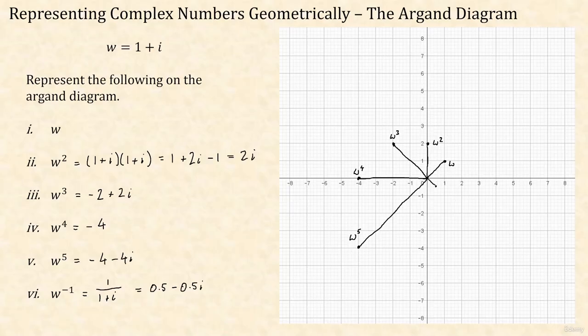Now, did that one break the pattern? Well, not really, because we've got w to the 1 here, and of course you've got w to the 0 here. w to the 0 is 1. So we really do see this clock-like behaviour as it ticks round. So that's the Argand diagram, very similar to coordinate axes and a very useful way to represent and think about complex numbers.